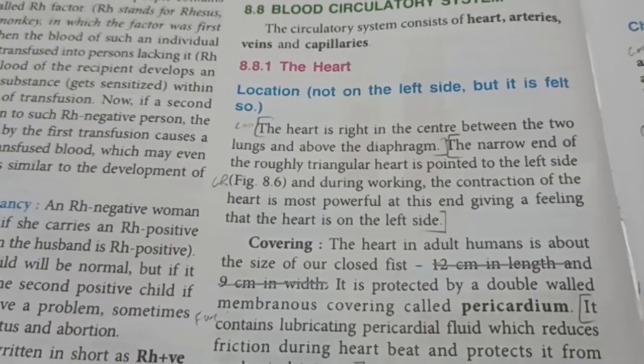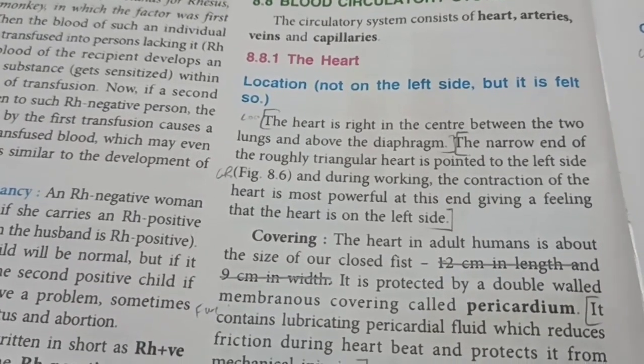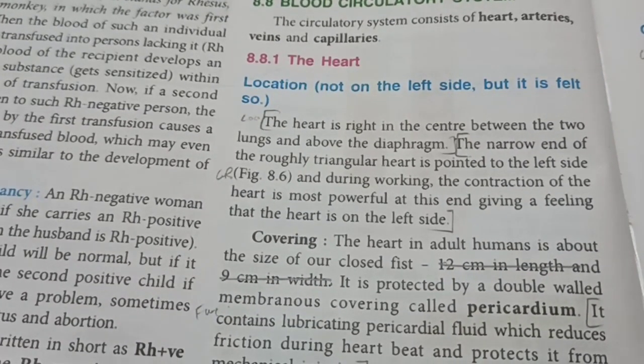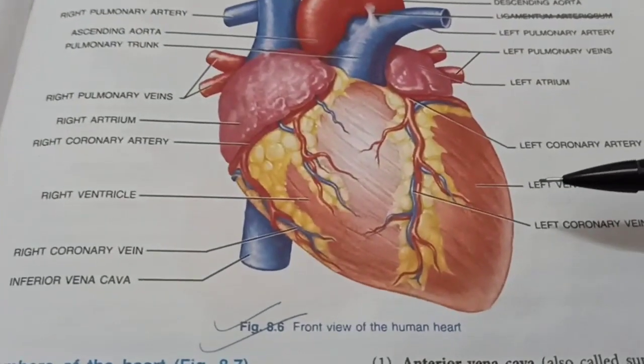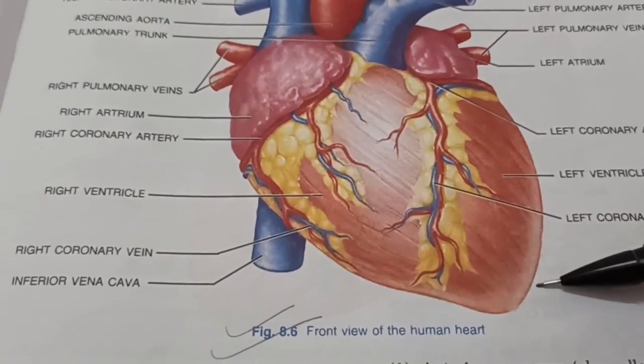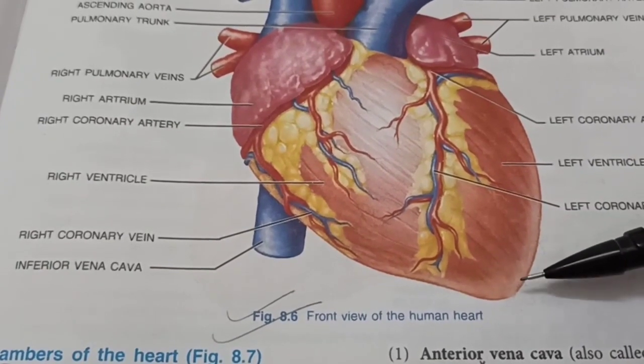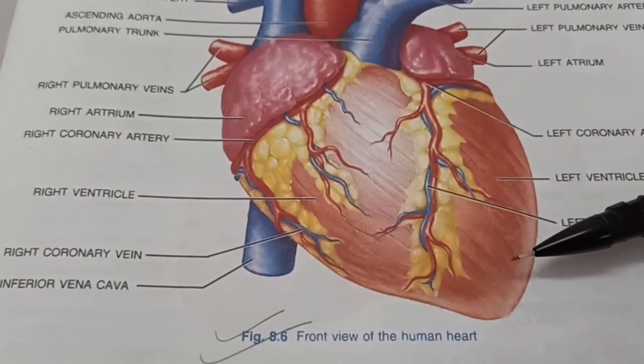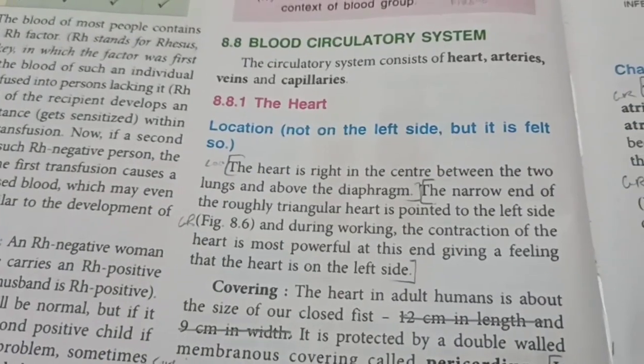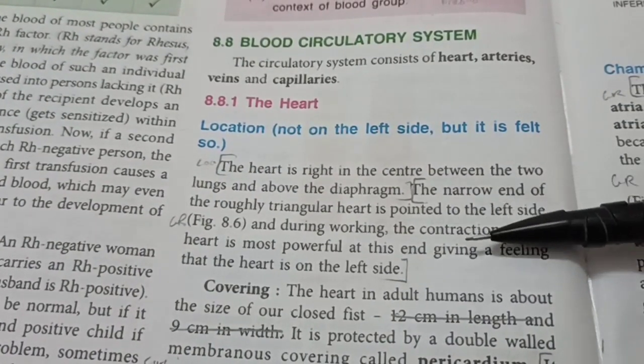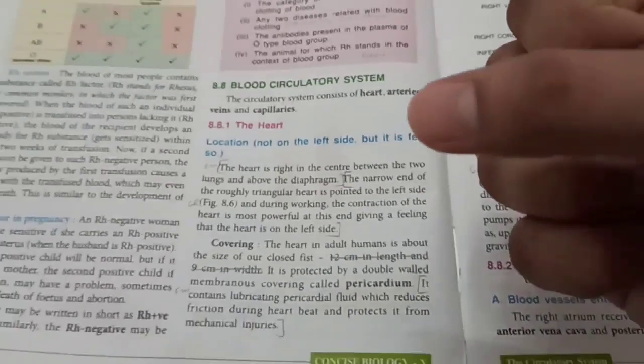The heart is right in the center between the two lungs and above the diaphragm. Yes, it is in the center. It's just that the left ventricle, which is the most powerful part of the human heart, is towards the left, so we feel as if the heartbeat is coming from the left of the chest. Also, the size of the heart is equal to the size of your fist.